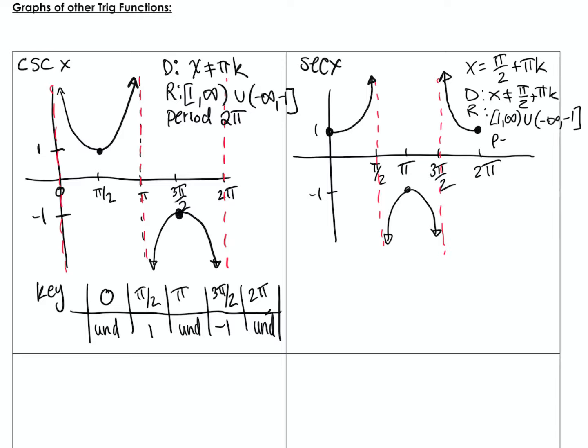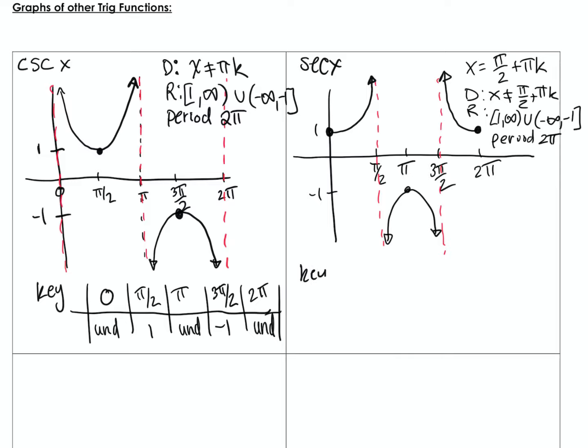And then my period is going to be 2 pi. It's going to repeat every 2 pi. Notice for cosecant and secant, there are no x-intercepts. It never touches the x-axis because there's that blank space in between negative 1 and 1.